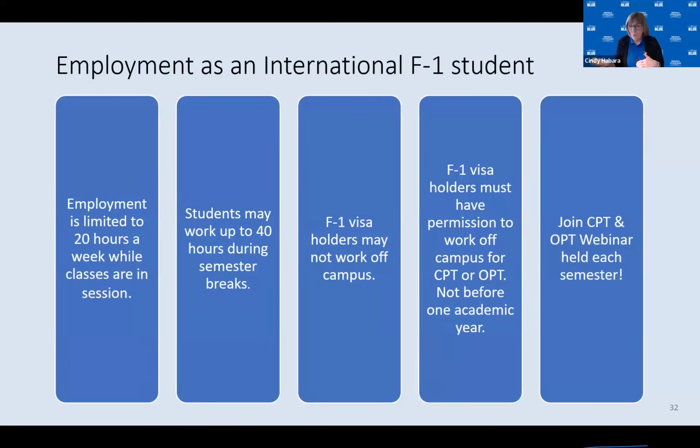Negative is because we find you are working either more hours on campus or you're working off campus without permission. If that happens, you get a negative termination. Negative termination can affect if you try to get another visa at any time in the future. They will likely deny because you have a negative termination for unauthorized employment.